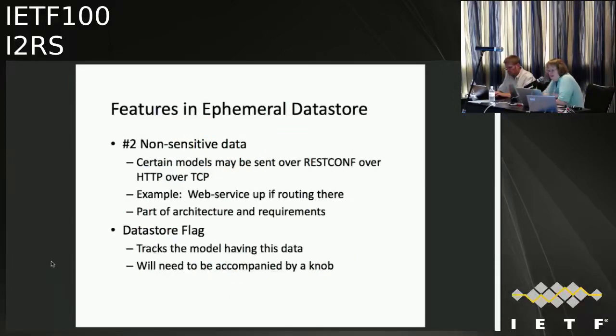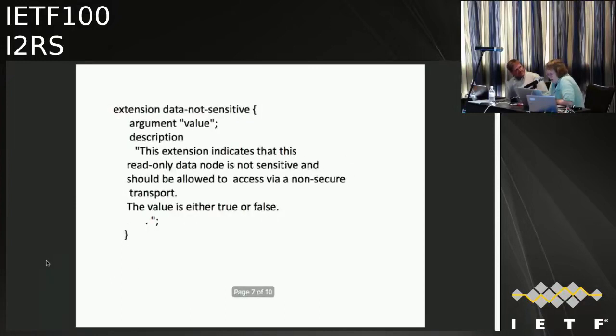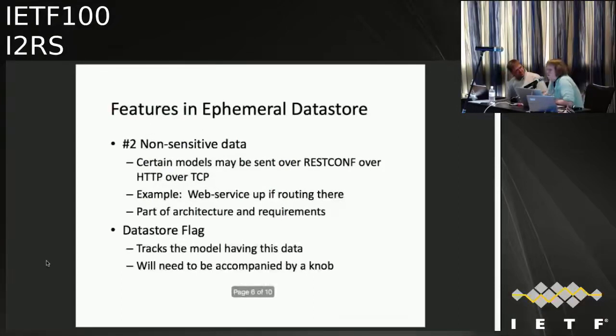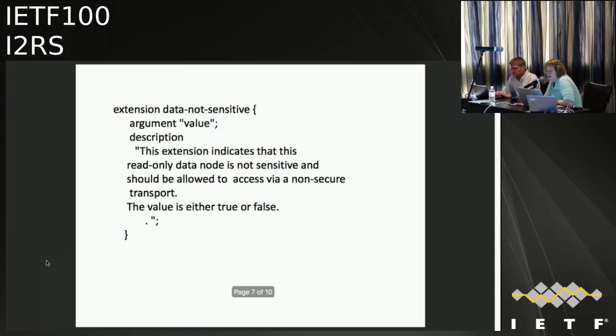The second is non-sensitive data. Certain models may be sent over RESTCONF, over HTTP and TCP. There is a data store flag that says this, and that's again part of our requirements. It's always been recommended that there's a user flag that turns off the capability to do this. The flag in the data store is just a value that says this data is not sensitive. Again, for a portion of the model or for the model, most likely a portion.